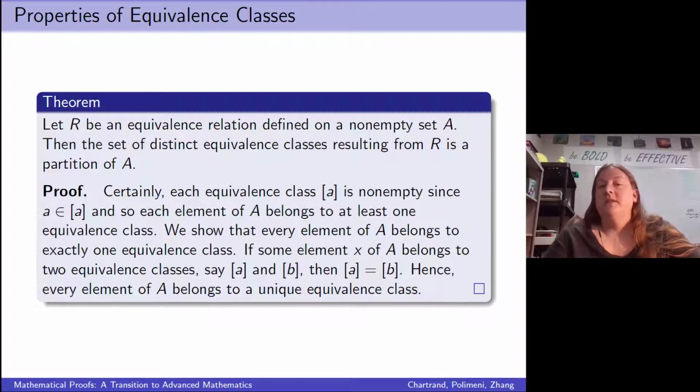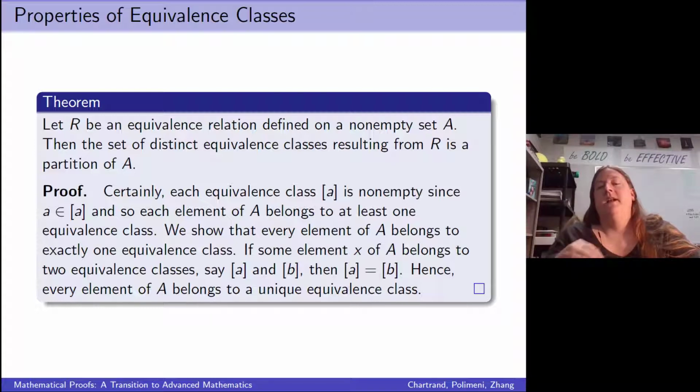Well, each equivalence class of an element of A, say a, is non-empty because that element must be in its own equivalence class because our relation is reflexive, because it's an equivalence relation. Consequently, we also know that each element of A belongs to at least one equivalence class because we know that it belongs to its own equivalence class.